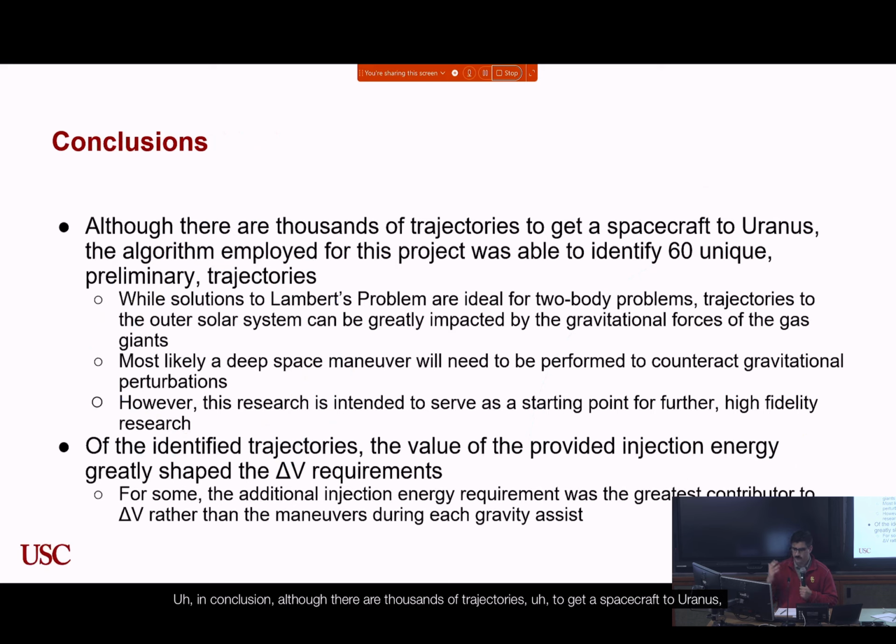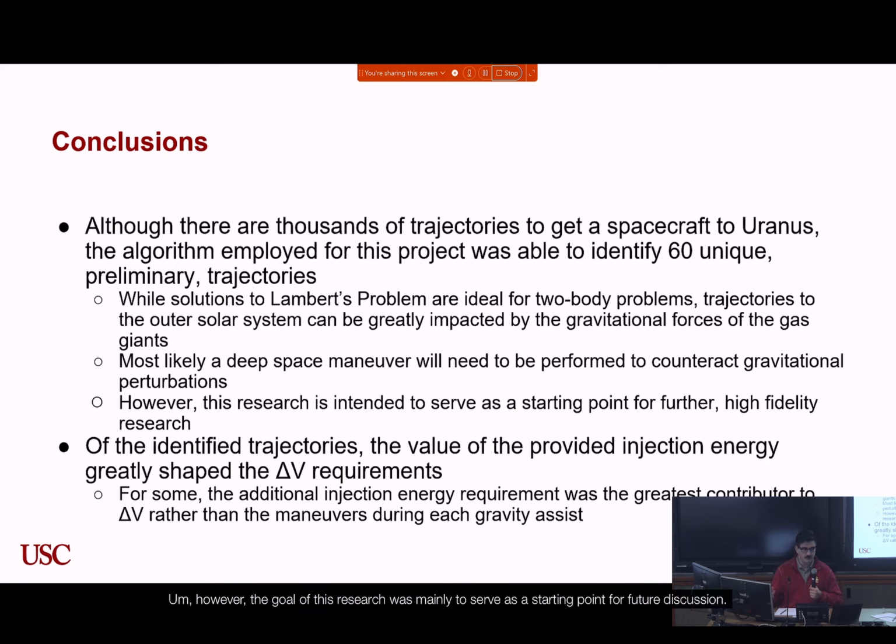In conclusion, although there are thousands of trajectories to get a spacecraft to Uranus, the algorithm employed for this project was able to identify 60 unique preliminary trajectories. While solutions to Lambert's problem are great for two-body problems and solutions, trajectories to the outer solar system can be greatly impacted by the gravitational forces of the gas giants. It's effectively Jupiter's playground out there. So most likely, unlike my project, a deep space maneuver will need to be performed to counteract those perturbations.